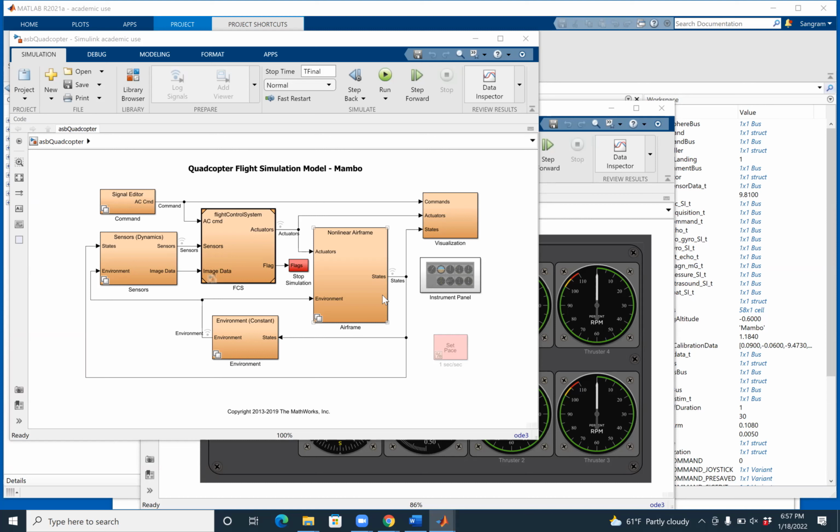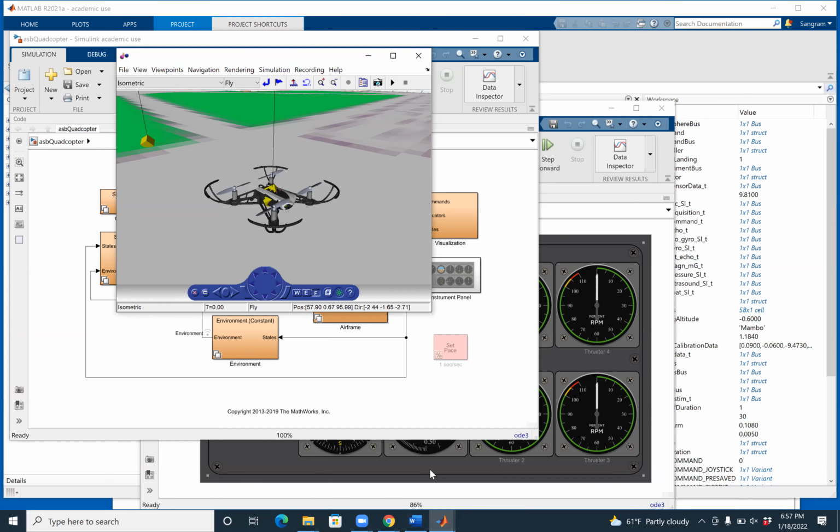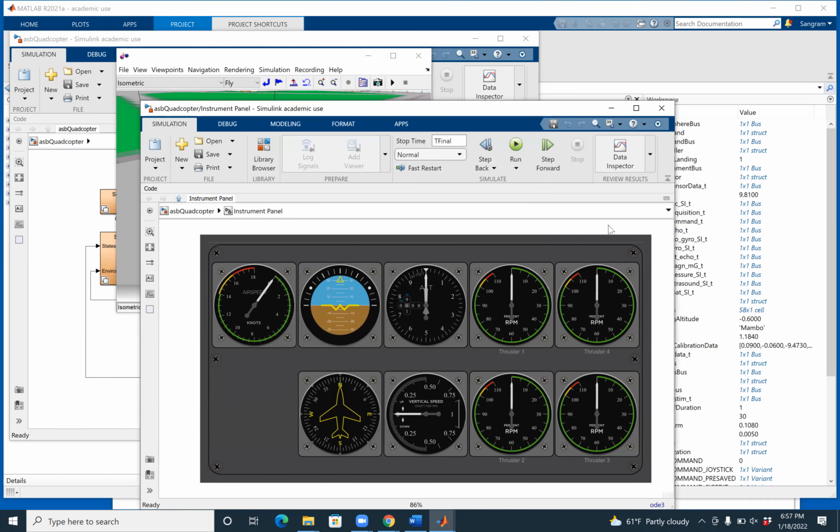Now, we are going to play with this a lot, but I just want you to understand, what do you see here? This is the Parrot Mambo. This is the dynamical model and the control model for the Parrot Mambo. And this is the instrument panel for the Parrot Mambo. You can actually get the data from that Mambo and see how the quadcopter is behaving.